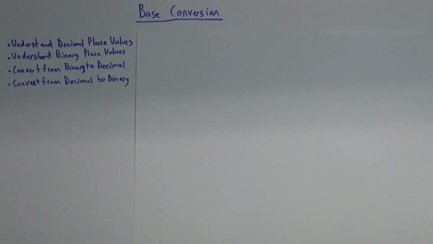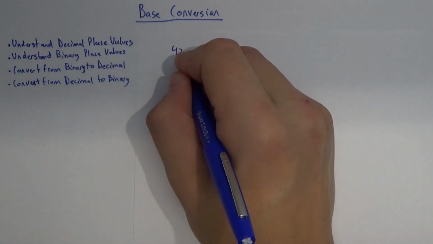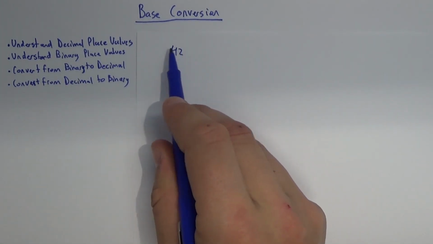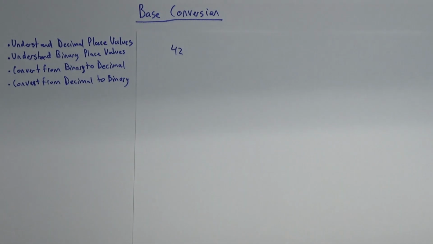We live in a base 10 world. Computers operate in a base 2 world. What this means is when we look at numbers, we see numbers like 42, 4 tens and 2 ones. We understand that 42 means 42. We can comprehend how many items there would be if we had 42 items.